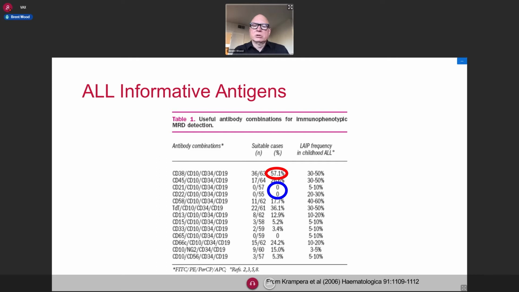So between mapping normal maturation with an appropriate panel of reagents and including reagents which we know are commonly abnormal for this disease, we can construct a panel of reagents. Next.